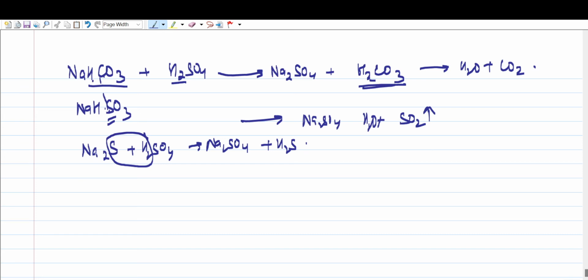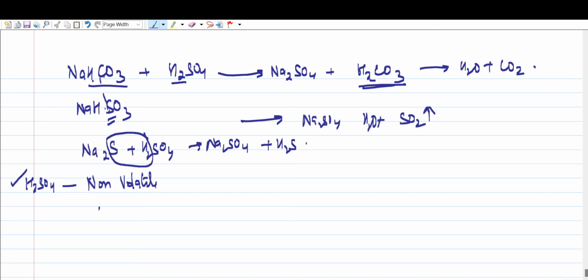Okay, now the question is how will you prove that sulfuric acid is a non-volatile acid? Okay, so to prove this, what we can do is we can prepare hydrochloric acid and nitric acid with the help of sulfuric acid. Okay, so how will you prove? By preparing these volatile acids. Okay, so these two volatiles are hydrochloric and nitric acid.